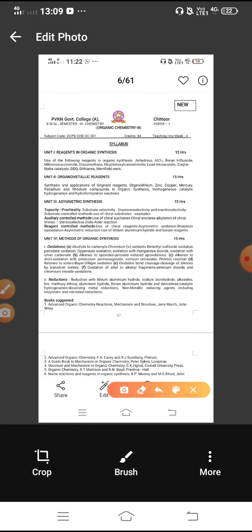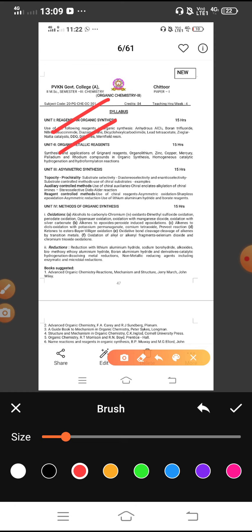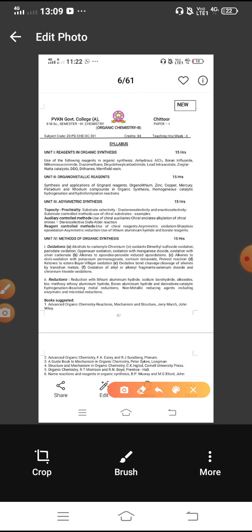So very important. Next, the hydroformylation reaction is mainly used. HCo(CO)4 is the hydroformylation reagent. So this one is the organometallic reagent.